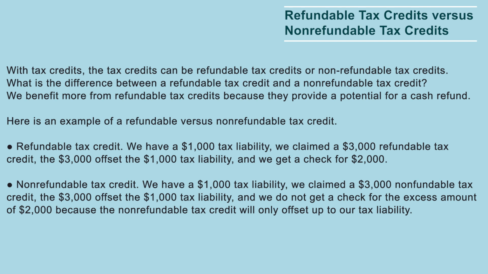Non-refundable tax credit: we have a $1,000 tax liability. We claim a $3,000 non-refundable tax credit. The $3,000 offsets the $1,000 tax liability and we do not get a check for the excess amount of $2,000, because the non-refundable tax credit will only offset up to our tax liability.